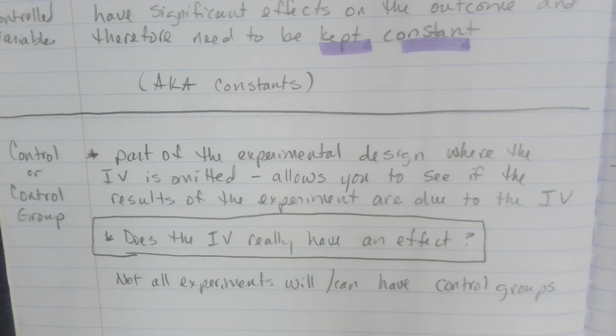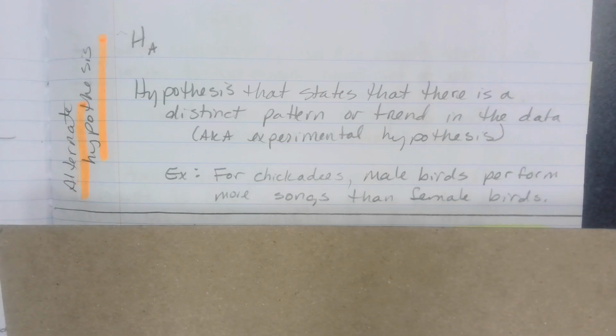So control or control group, that is part of the experimental design where the independent variable is omitted. It allows you to see if the results of the experiment are due to the independent variable. It can kind of help answer the question, does the independent variable really have an effect? Not all experiments will or can have control groups.